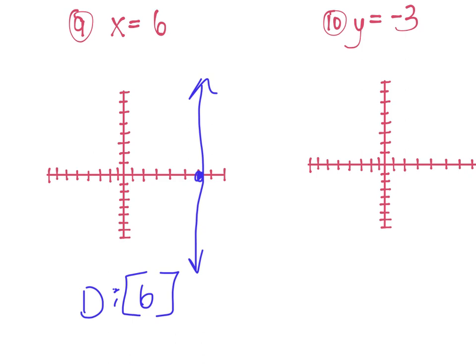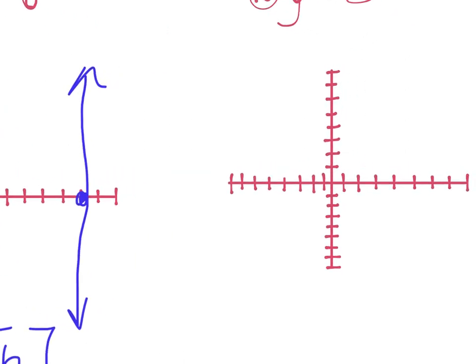Okay, y equals negative 3. What kind of a line is that? Where? On the y-axis. So look, if I draw this, that's what that line looks like. Agreed? What is the domain? What are the x values that I can use here? Anything. Why? Because it goes on. Yep. It just keeps going on forever and ever.